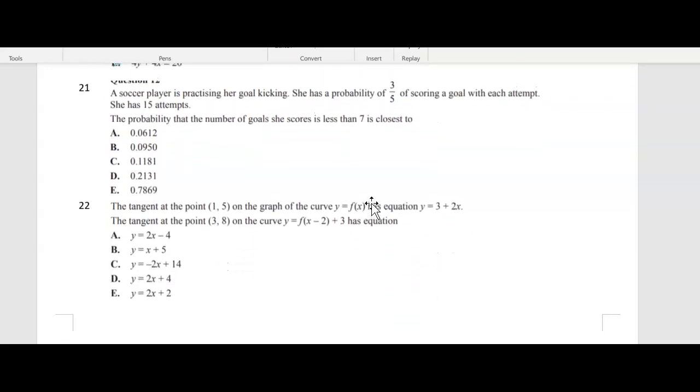Question 21. Back to probability. A soccer player is practicing her goal kicking. She has a probability of 3/5 of scoring a goal with each attempt. She has 15 attempts. The probability that the number of goals she scores is less than 7. We want less than 7. This is going to be a binomial question. So n is equal to 15, p is equal to 3 on 5, and we want less than 7.